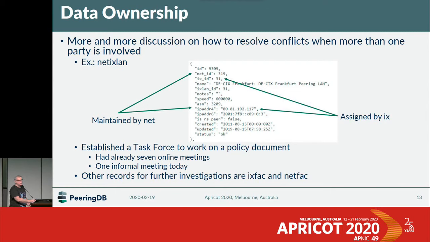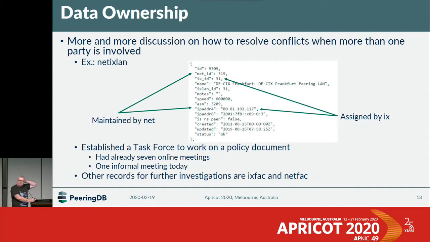Which also got a lot of discussion is the so-called data ownership. So where is the problem with data ownership? So there is no problem with records like the facility. It's clear this belongs to the facility owner. The same is for networks. It belongs to the networks. But there are also objects which have more than one owner, so to say.